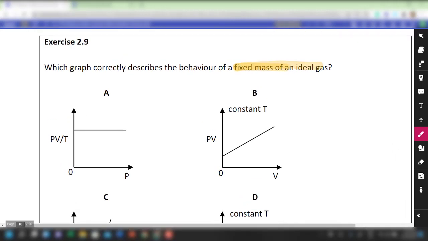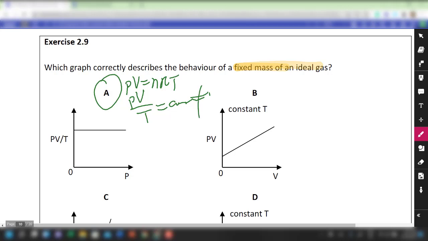So again, we make use of PV equals nRT. So PV is equal to nRT. Therefore PV over T is actually equal to a constant. So this graph is correct, because equal to a constant means that I get a horizontal line that is parallel to the x-axis.